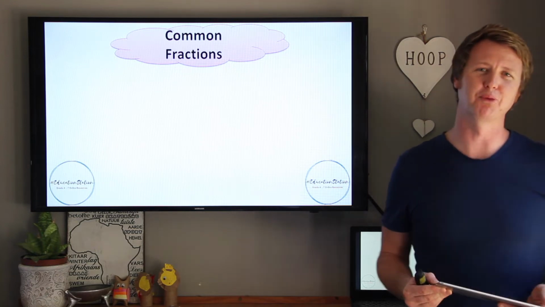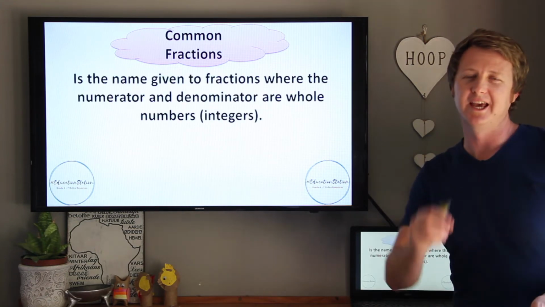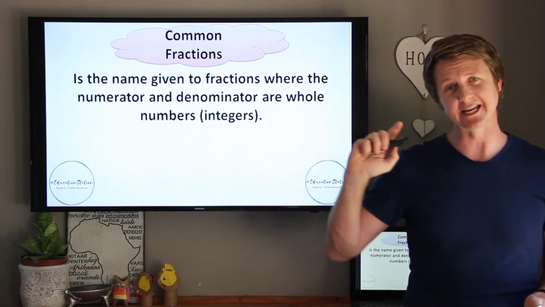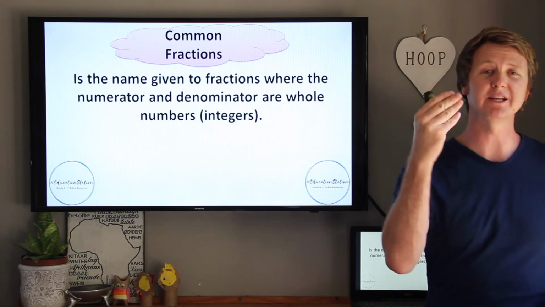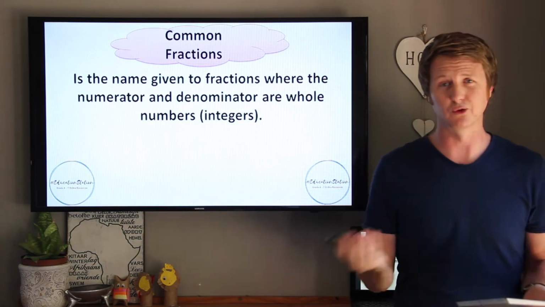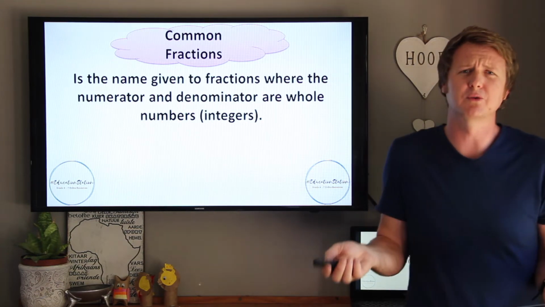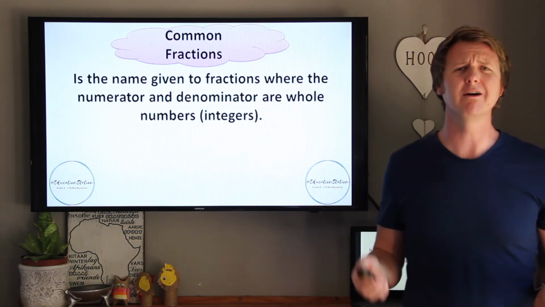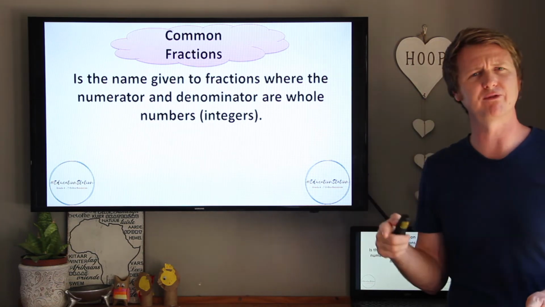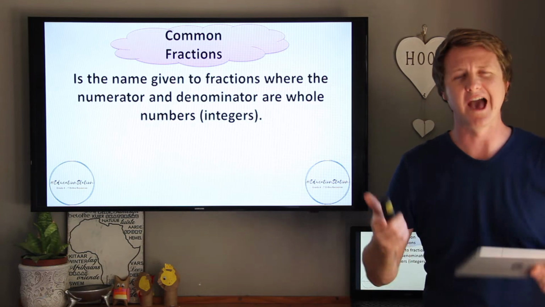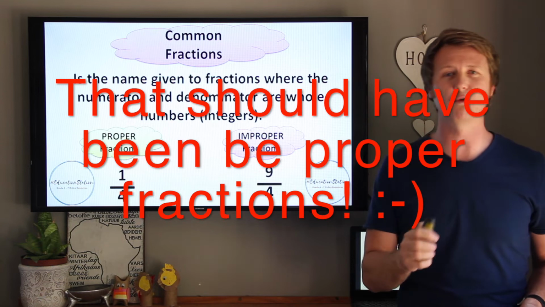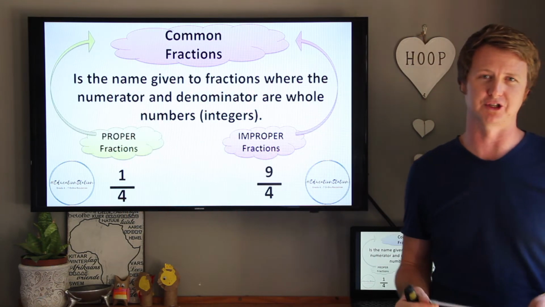So a common fraction, boys and girls, is a fraction that consists of a numerator as well as a denominator, where the numerator and the denominator are whole numbers or integers. So that's all. It's a common fraction. The next question logically would obviously be, sir, would an improper fraction and a proper fraction therefore be a common fraction? And the answer is yes. Improper fractions as well as proper fractions all form part of common fractions.